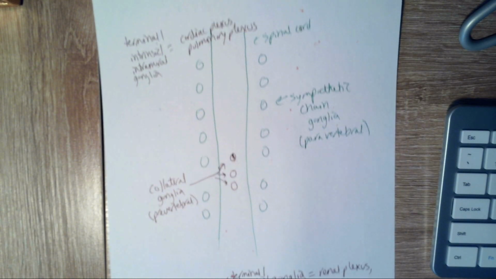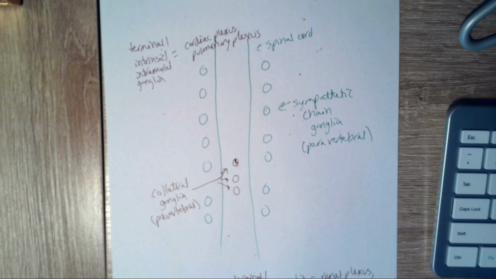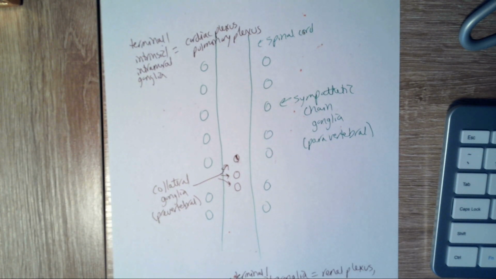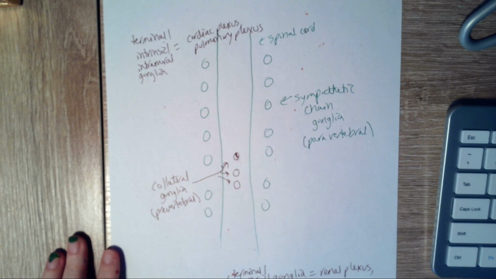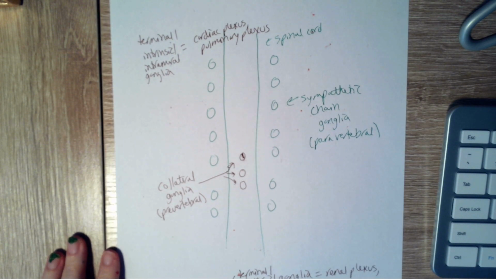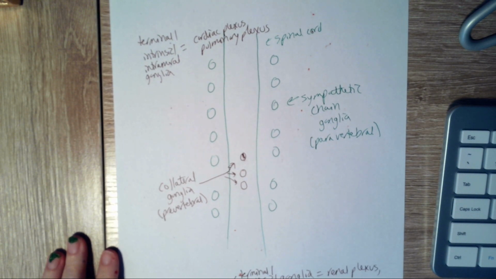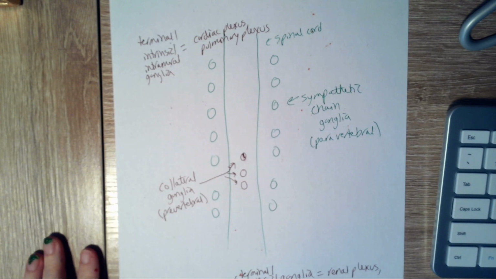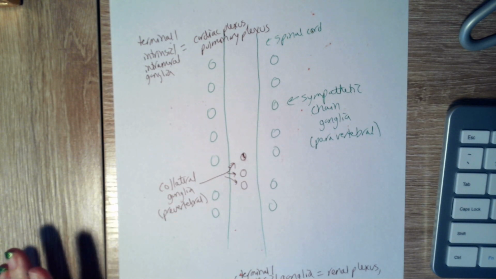Everybody. Okay, so we are beginning on Unit 8, and we're going to be talking about the autonomic nervous system. So it's a bit complex, but we'll take it one step at a time, and if you just follow along, if you've read the notes, it should make sense to you.